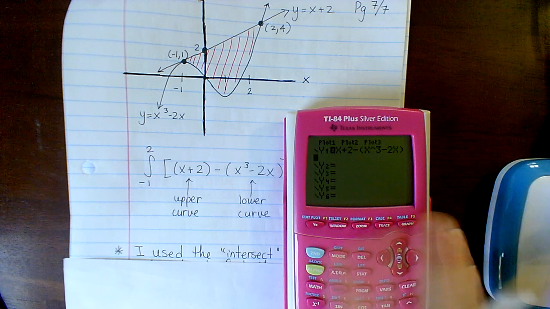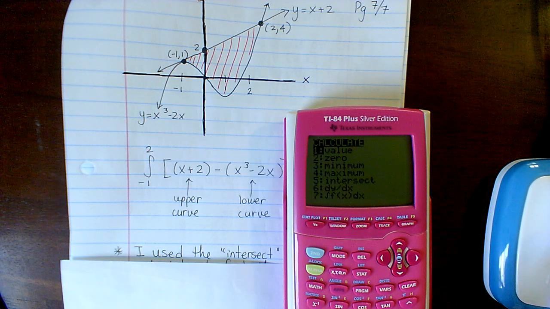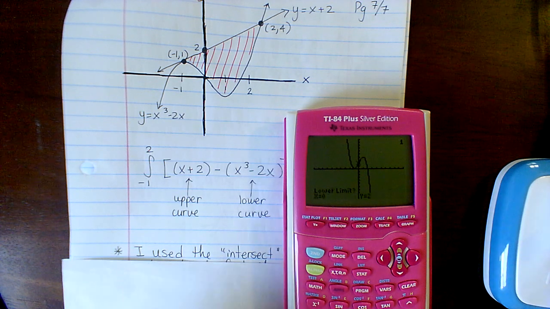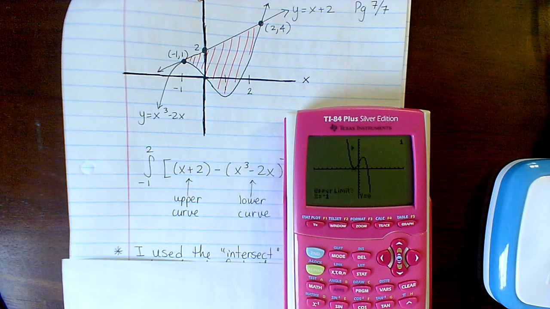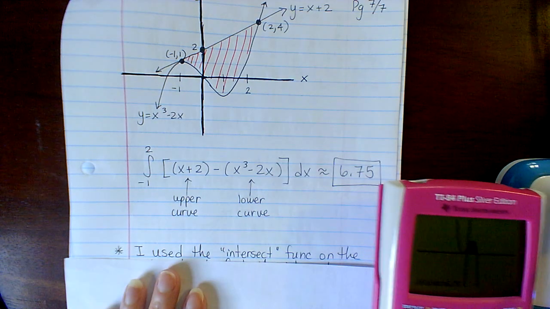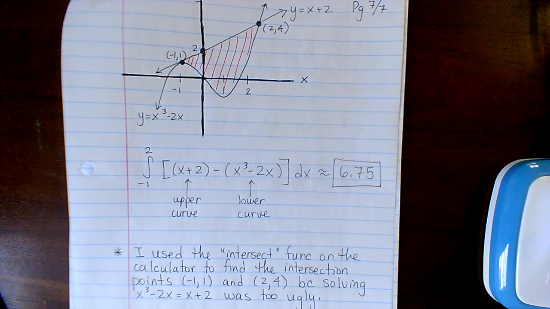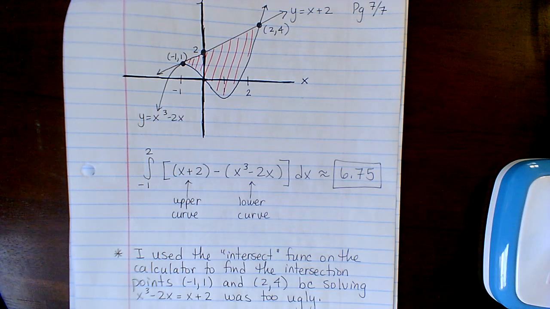So that, and the lower limit is -1 right here, and the upper limit is 2. And so I get 6.75. Right there, 6.75.